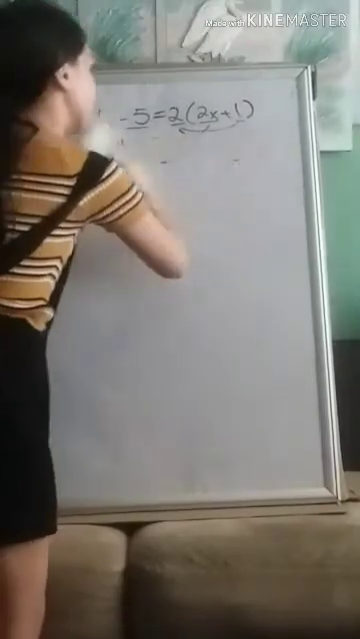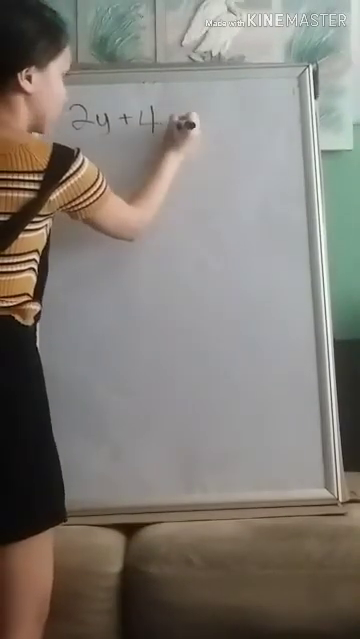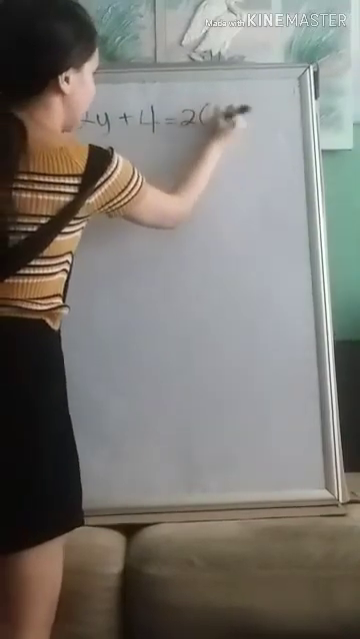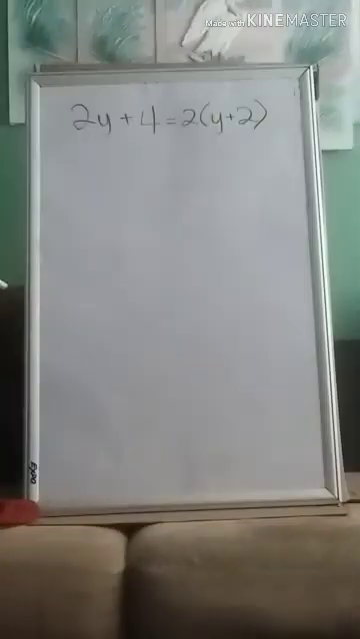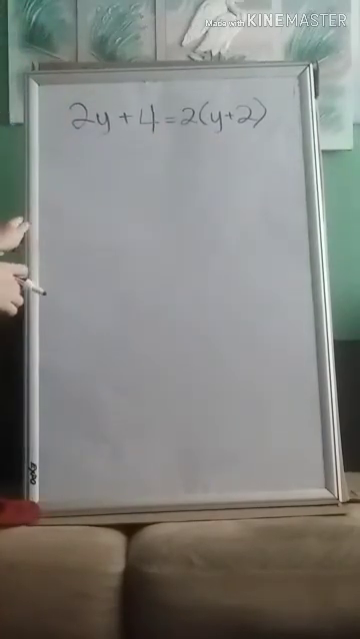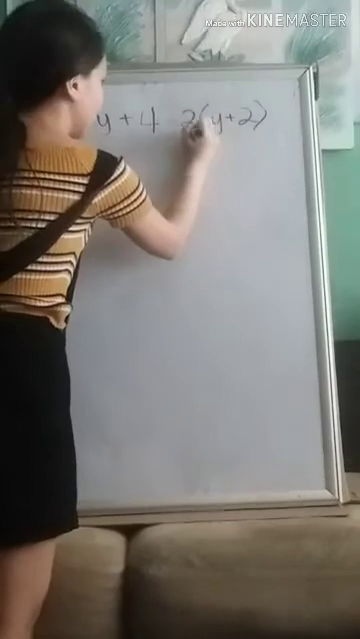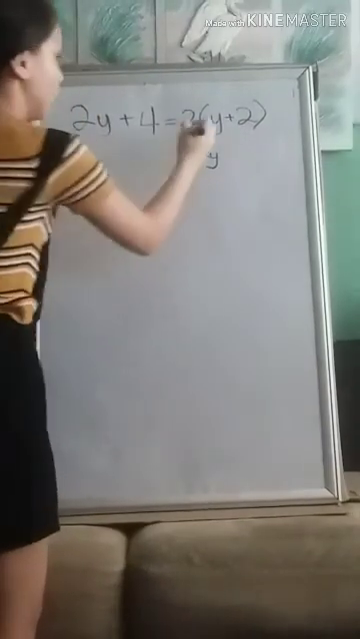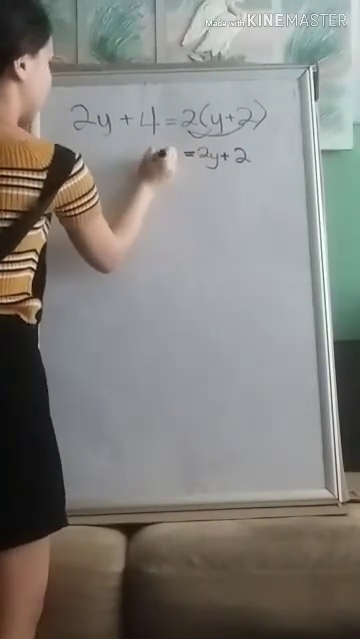Let's move on to our next equation. This is our last equation. It is 2y plus 4 equals 2, and in parentheses, y plus 2. We have two variables in this, 2y and y. There's no such thing as 1y. That represents just y. To simplify this equation more, we distribute the 2 to the other terms too. So it's 2y plus 4 equals 2y plus 4.